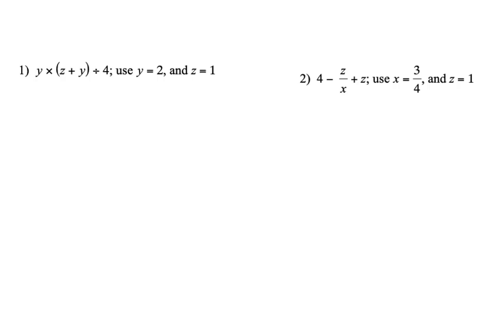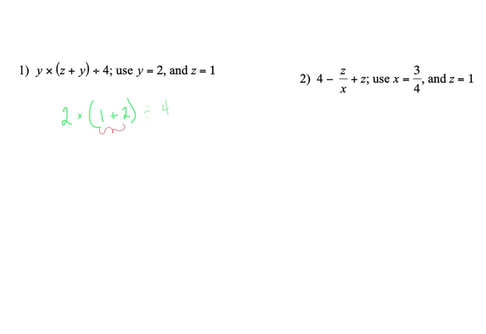For these examples, you've been given an algebraic expression, y times z plus y divided by 4, and then they've told you what the variables represent. So you're simply going to take the variables and plug them in. Instead of y, we're going to write 2 times z, which was 1, plus y, which was 2, then divided by 4. And then we're simply going to use our order of operations here.